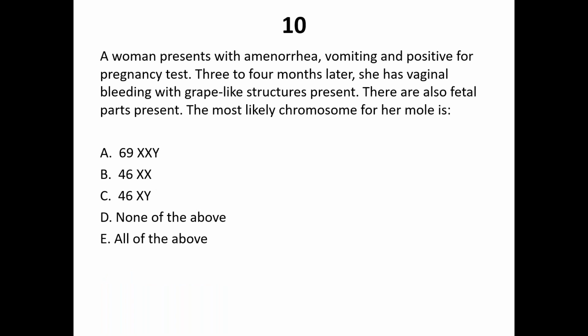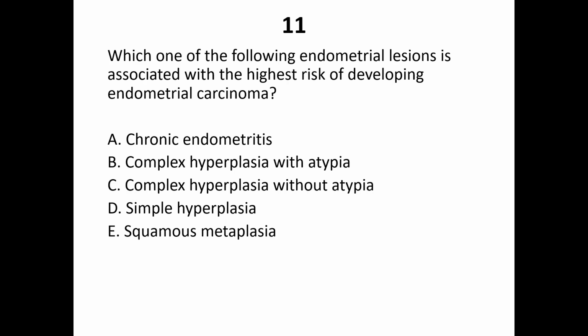A woman presents with amenorrhea, vomiting, and positive pregnancy test. 3 to 4 months later, she has vaginal bleed with grape-like structures present. There are also fetal parts present. The most likely chromosome for her mole is 69XXY. Which one of the following endometrial lesions is associated with the highest risk of developing endometrial carcinoma? Complex hyperplasia with atypia.